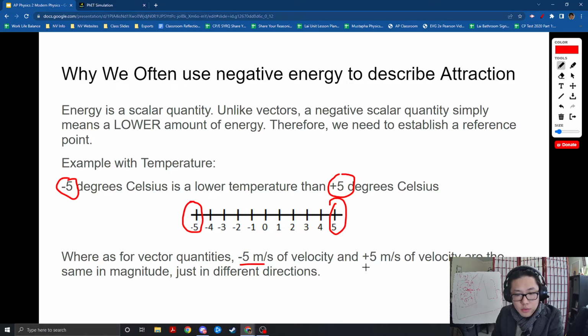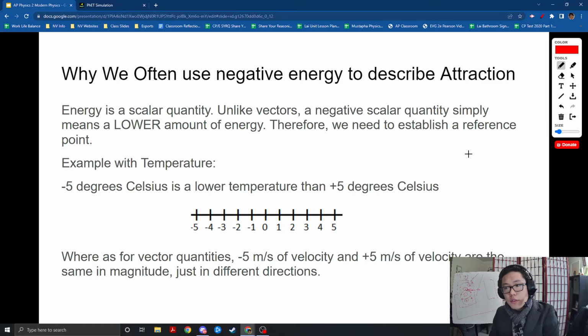However, this is different from vectors because 5 meters per second negative and positive 5 meters per second positive is just the directions an object would be traveling. So we are talking about scalar quantities, which is why we need a reference frame so that we could just state our numbers and recognize that lower numbers, such as more negative numbers, are actually just smaller amounts. All right, so if you're okay with scalars, let's move on to the next slide.